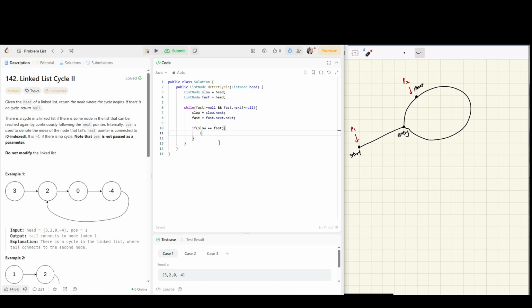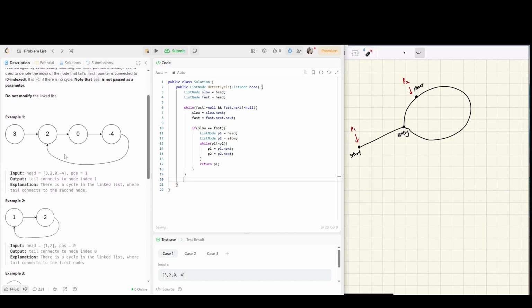So we're going to create p1, which is equal to head, and then ListNode p2, which is going to be slow, where the slow is. And then while p1 is not equal to p2, we're going to do p1 equals p1.next, and then p2 equals p2.next. And then return p1 or p2.